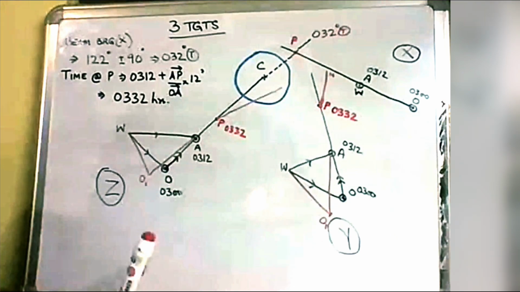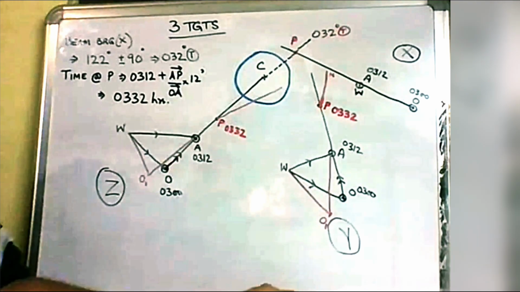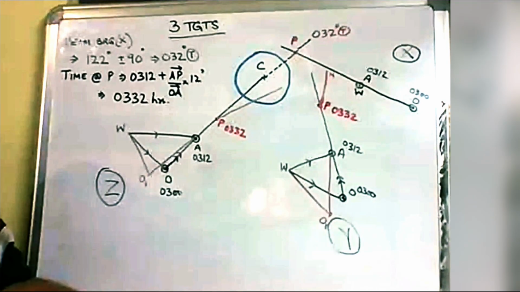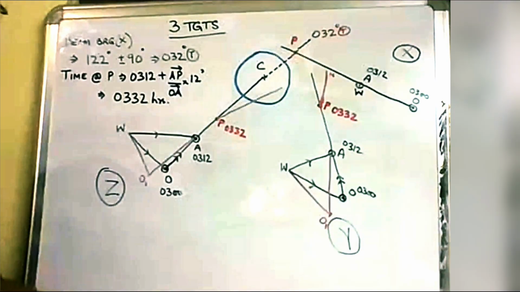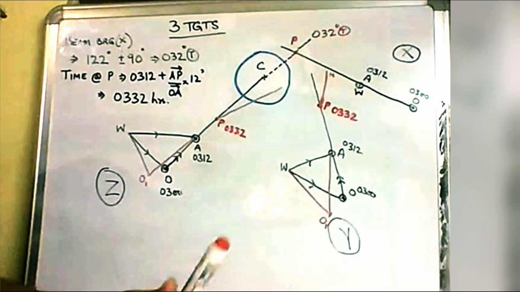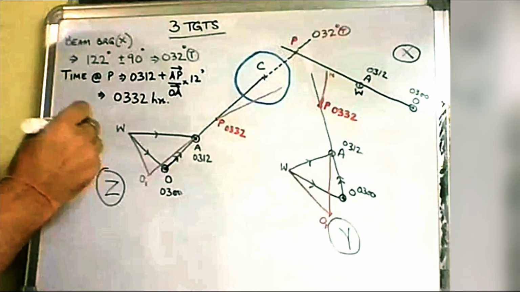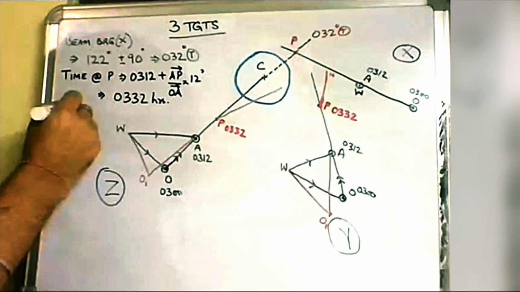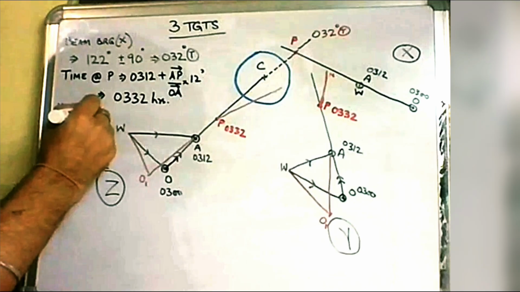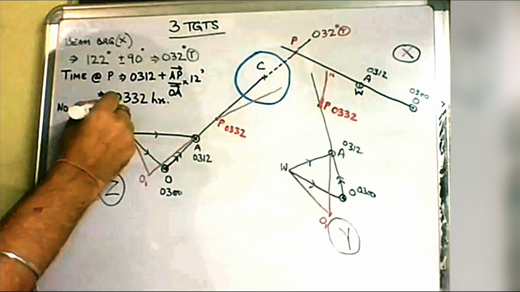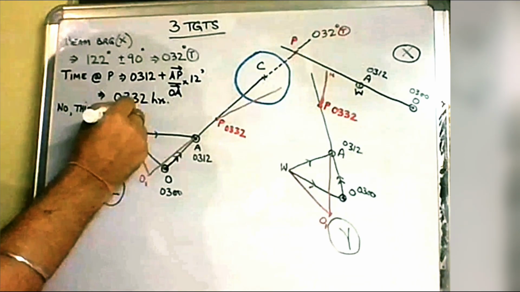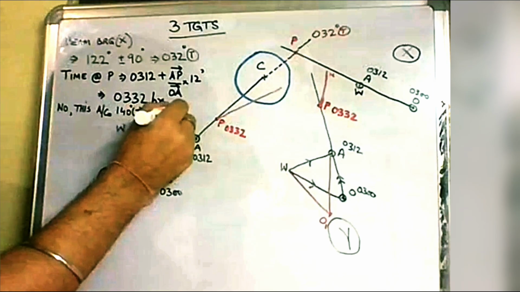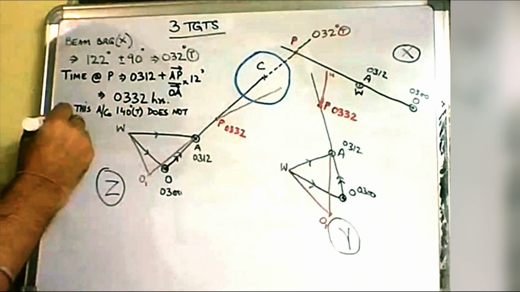Now you answer the question, जो क्वेश्चन पूछा गया है। Now you read the question once again. नेगेटिव्स रिजॉल्व नहीं करता। Correct. So you'll write down now: this alteration of course, 140 degrees true, does not resolve the situation.